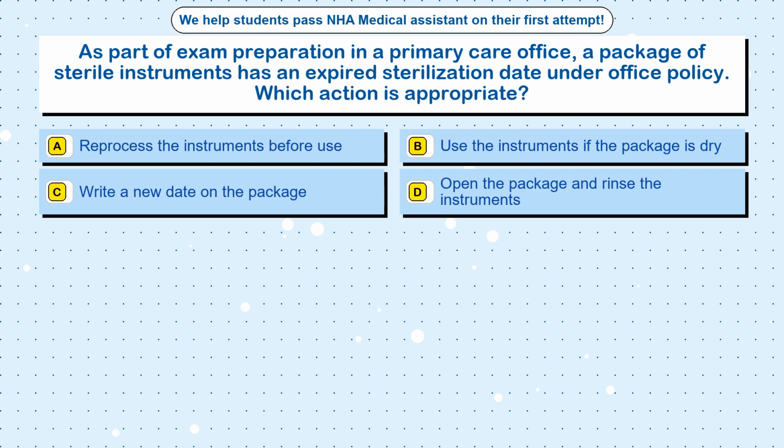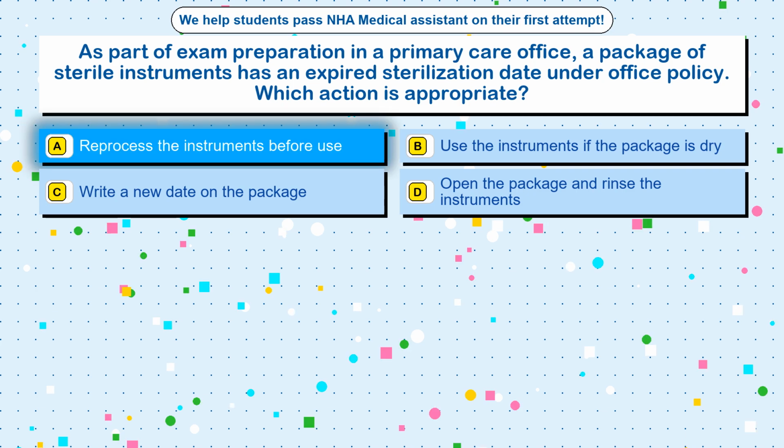Question 19. As part of exam preparation in a primary care office, a package of sterile instruments has an expired sterilization date under office policy. Which action is appropriate? Option A. Reprocess the instruments before use. Option B. Use the instruments if the package is dry. Option C. Write a new date on the package. Option D. Open the package and rinse the instruments. The correct answer is option A.